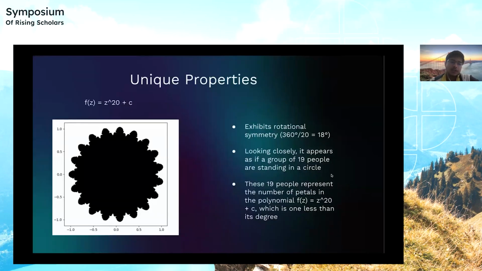I would like to discuss further unique properties of the Mandelbrot set. The set to the left is represented by the polynomial f(z) = z^20 + c. As you can see, it clearly exhibits rotational symmetry, and looking closely, it appears as if a group of 19 people are standing in a circle. These 19 people represent the number of petals or regions in the polynomial, which is one less than its degree.